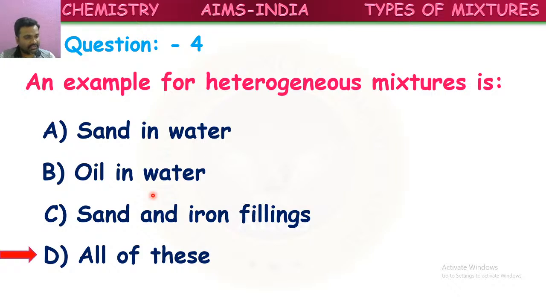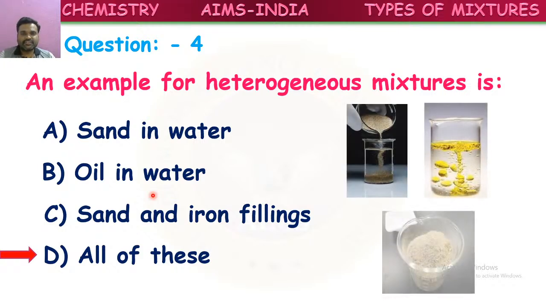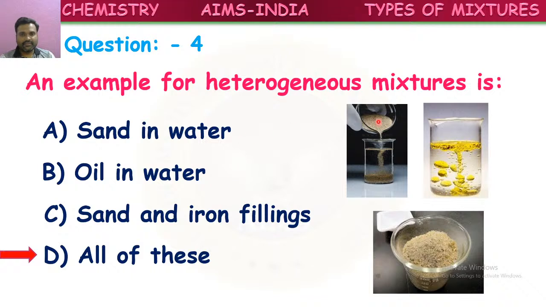Yes, many of you have given D. So it is the correct answer. You can see here examples for these all. When you add sand into water, it won't be mixed into the water. It will be seen separately clearly down here. Even oil into water also, the oil and water won't mix and can be seen separately. And here iron fillings and sand, these black spots, you can see clearly which are iron fillings. So these all are having visible boundaries in between their components. Hence these all mixtures come under heterogeneous mixtures. So D is the correct answer for this question.